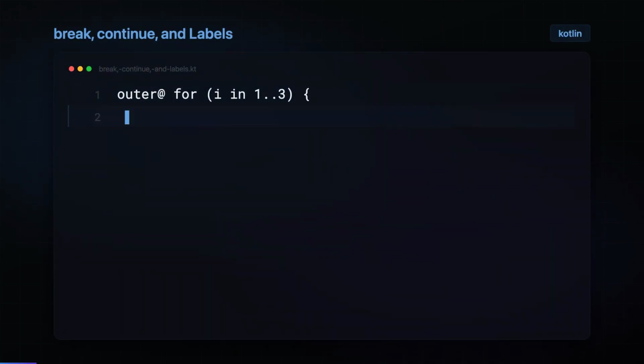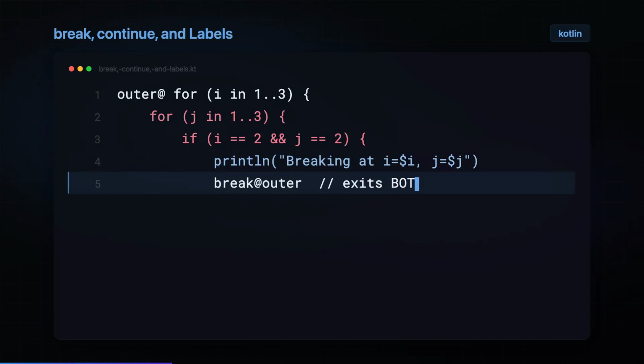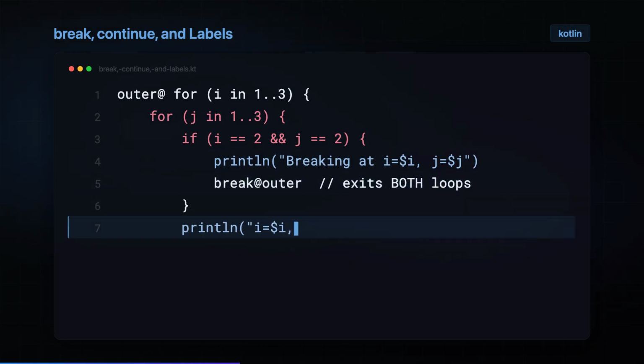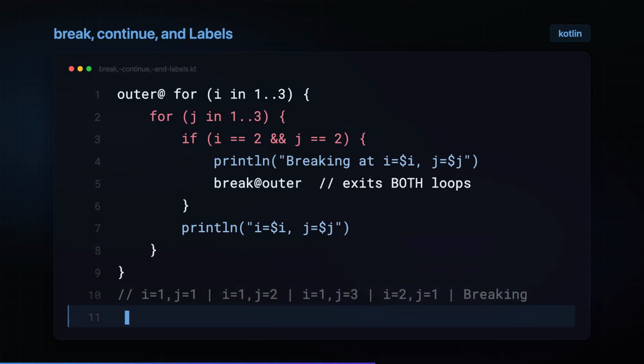Use labels, outer@, to break or continue a specific outer loop from inside a nested loop, no Boolean flag variable needed. break@outer exits both loops immediately. Without the label, break only exits the innermost loop. This pattern is rare but eliminates ugly workarounds in nested iteration.